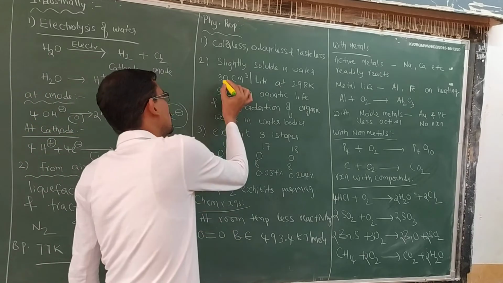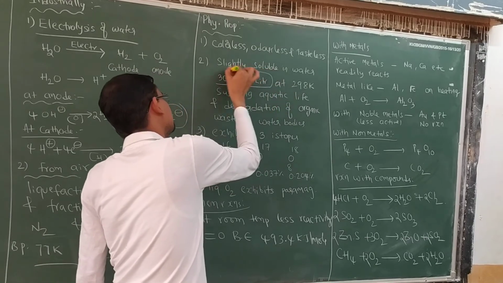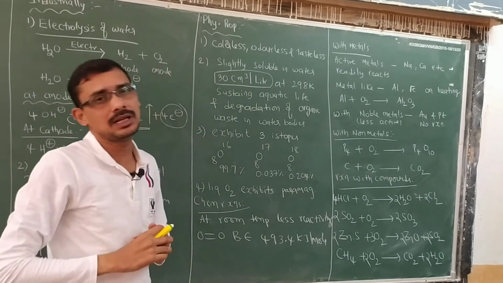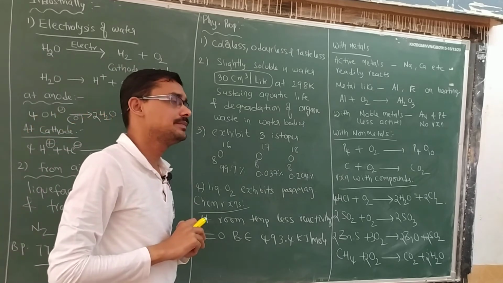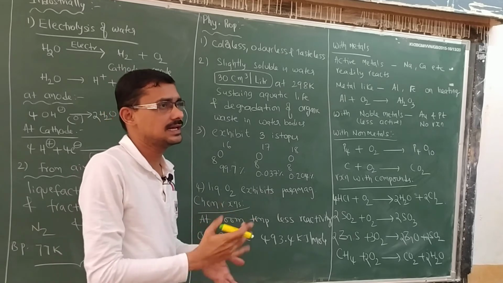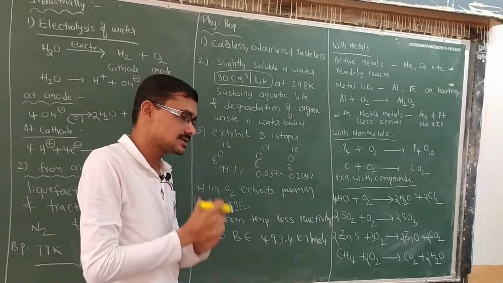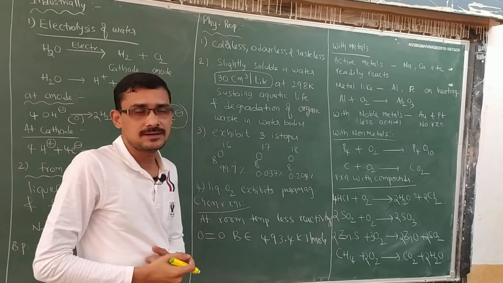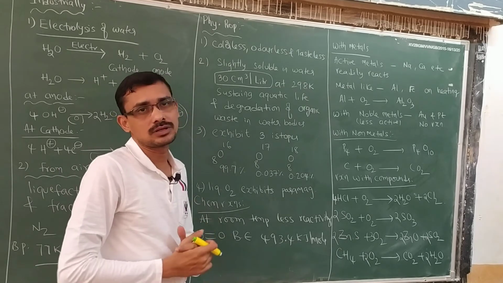So that is the reason it is less soluble in water. Because of this solubility, how much? 30 ml per 1 liter. 1 liter of water can contain how much oxygen? 30 ml of oxygen may be contained in the water. This means there is a low solubility. Even though it is a low solubility, 30 ml per 1 liter of water, it is useful for sustaining aquatic life in the water bodies.